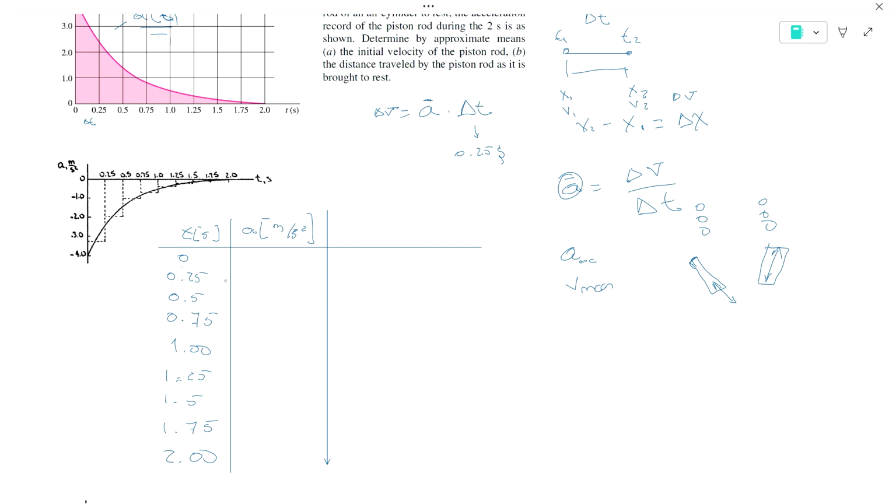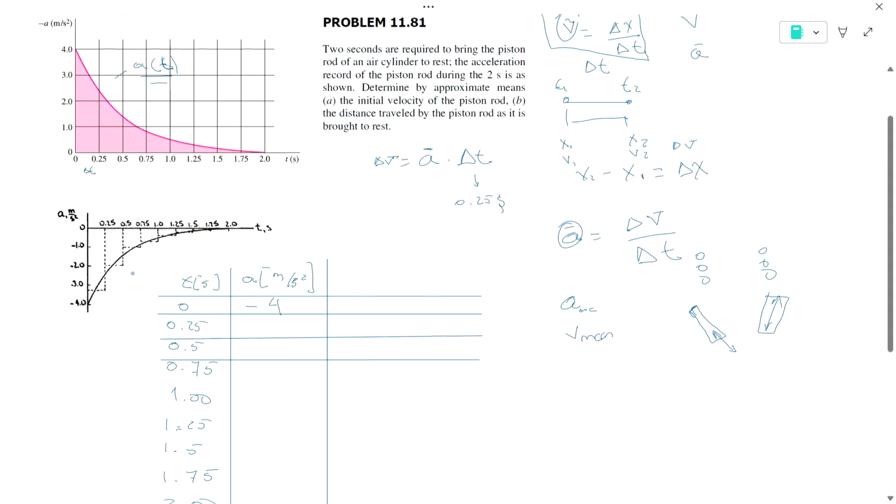Let's draw the table so we know where to draw. Okay, good. That one is going to be 1. That one is 0.5. All right, we'll draw as we go on. So for acceleration here, we have first is negative 4. So that was pretty simple.